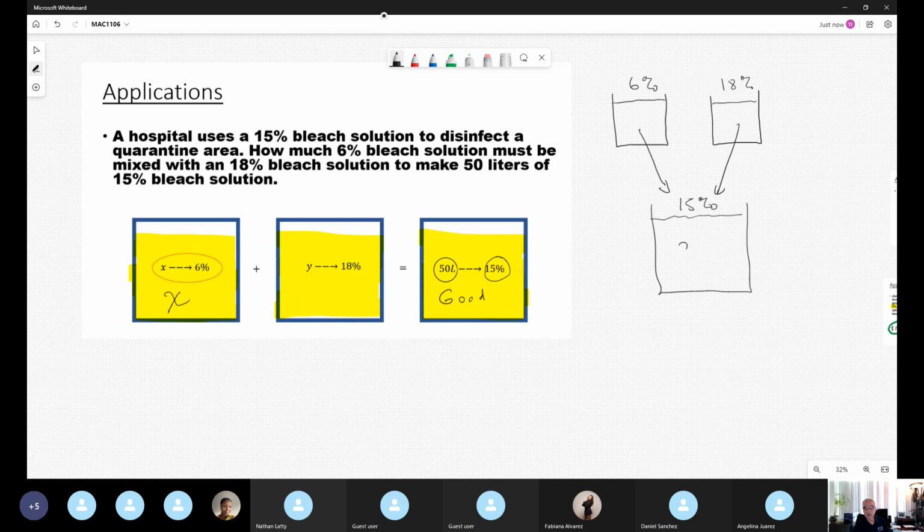Suppose I need 20. 20 is impossible because when you mix 18 and 6, you never get 20. You get, according to the proportion of the volume here and the volume here, you calculate now in order to get 15. And the liters is 50. It's a volume, 50 liters. You understand the problem or no?